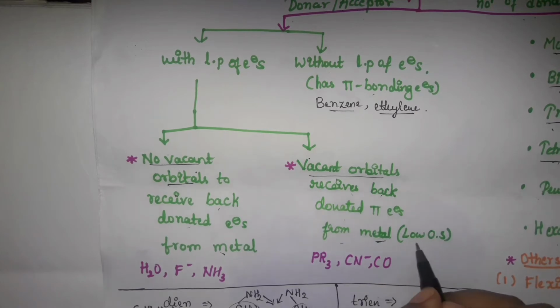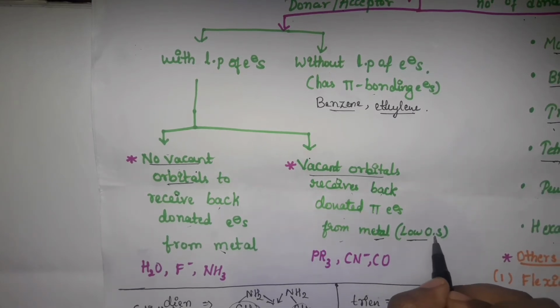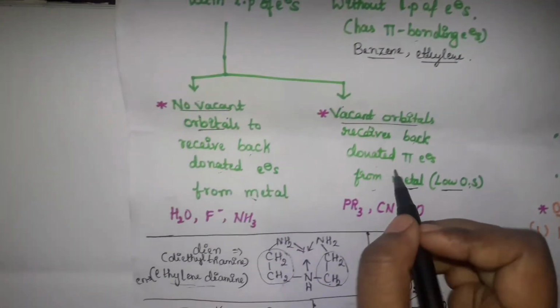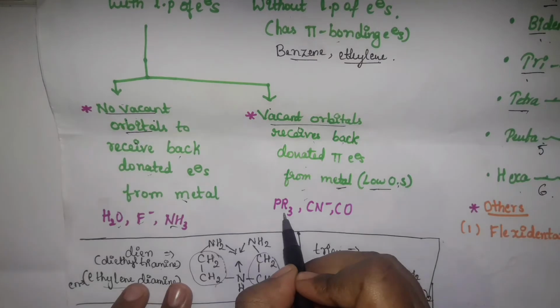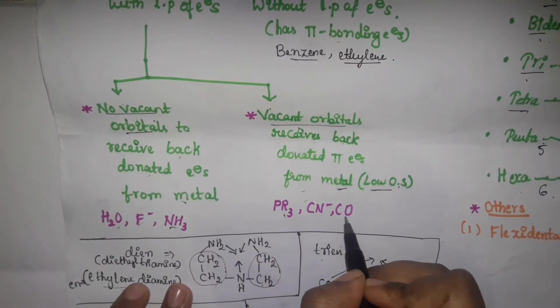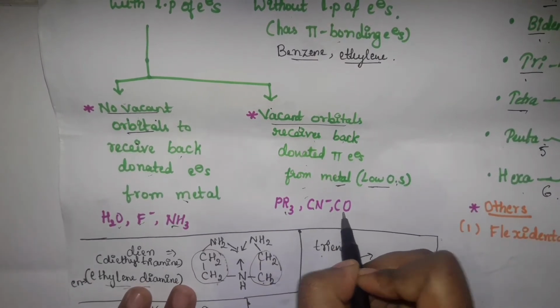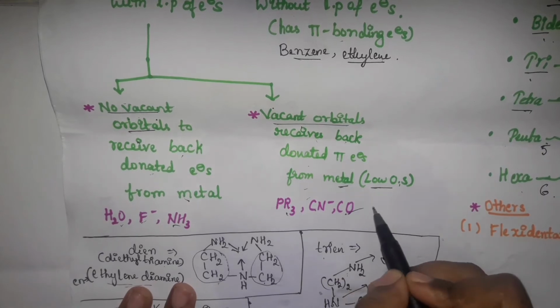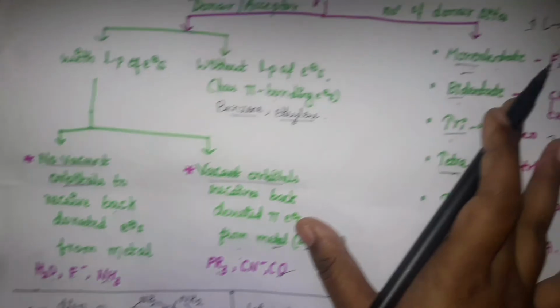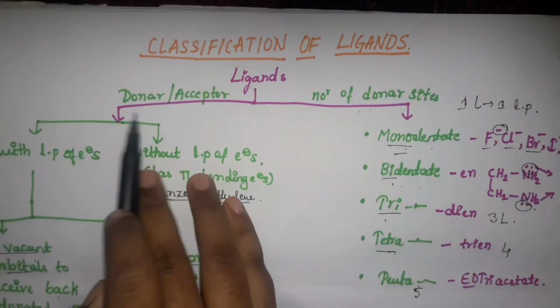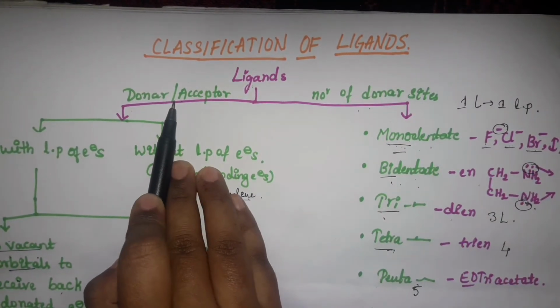The metal should be in a low oxidation state. Examples for this type are water, fluoride, ammonia, and here trialkyl phosphine, cyanide, or carbon monoxide, the carbonyl group. So these are the classifications of ligands based on donating or accepting capability.